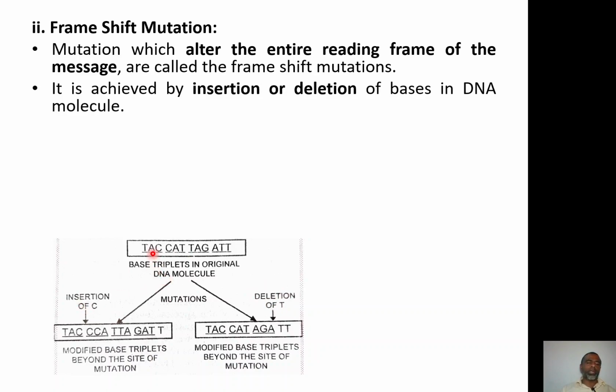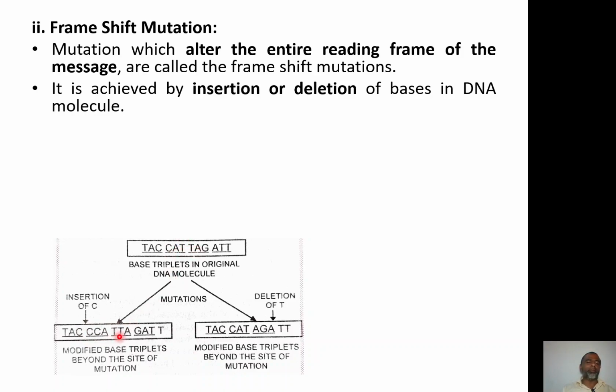So, when you delete C from it, what will happen there? TAC is okay, CCA is okay. Sorry, insert C. Where you have inserted C, what is happening over there? TAC is normal, but because C is inserted at this point, now the code is changed. Now CCA is the triplet code, earlier it was CAT, and the T of this will join with the next.